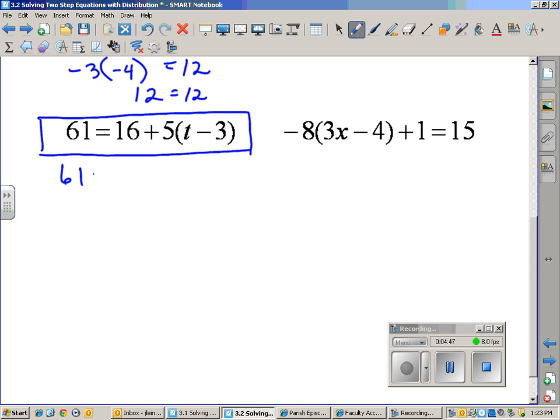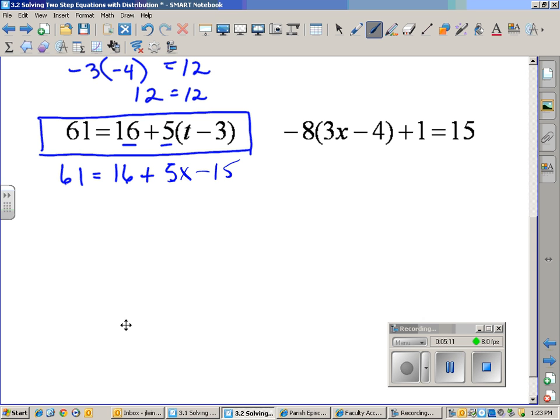Rewrite with distribution because you see parentheses. Do not be tempted to add that 16 and 5 together. No, no, no, no, no. Distribute first. Actually, I'm going to change this to an x because you all know how I do not like t's. Somehow it got on my paper, minus 15.